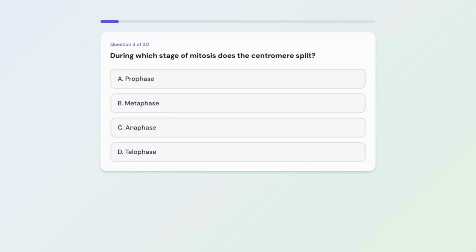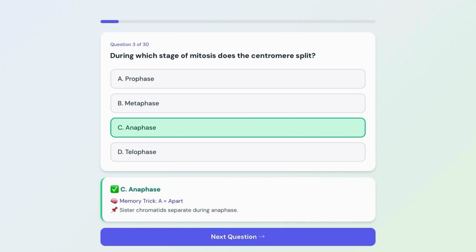During which stage of mitosis does the centromere split? Prophase, metaphase, anaphase. A is equal to anaphase, and A for apart.